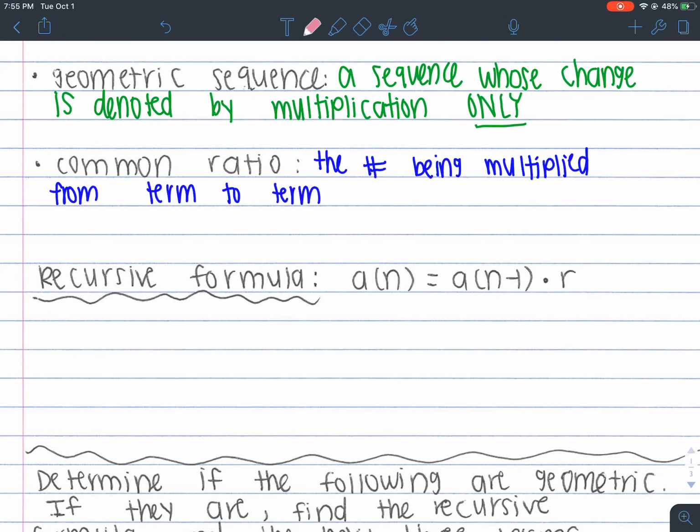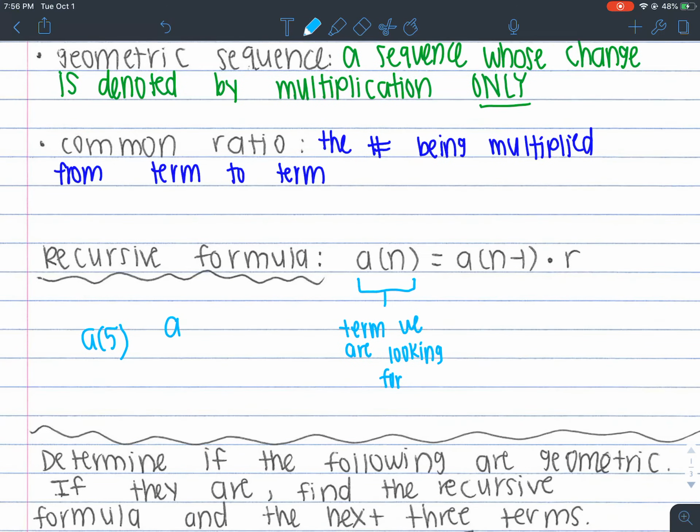Now, the recursive formula for this is pretty much the same thing as it was for arithmetic, except instead of a plus d value, we now have a times r value. So let's talk about what a of n means. A of n is going to be the term we are looking for, or the term I am looking for, whatever you'd like to say. So this is our desired term. So again, as a review, a of 5 means I'm looking for the fifth term. A of 1 means I'm looking for the first term, okay?